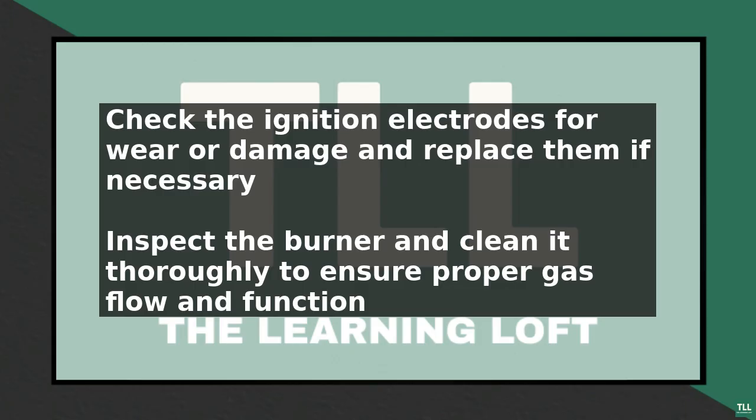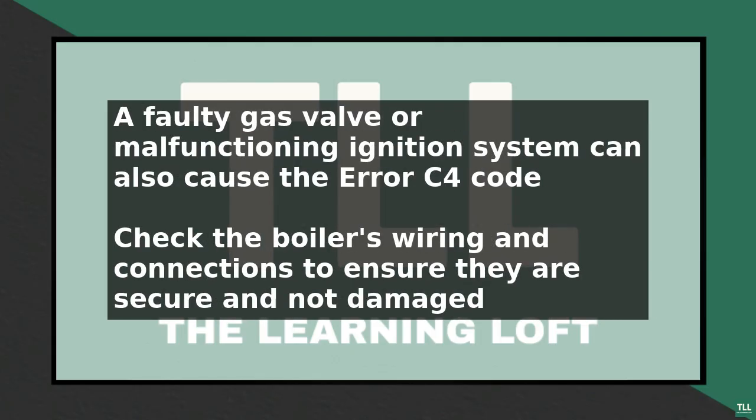Additionally, check the boiler's wiring and connections to ensure they are secure and not damaged. It is also important to check the boiler's pressure and ensure it is within the recommended range. Low pressure can cause the boiler to malfunction and display the error C4 code. Check the pressure gauge and top up the system if necessary, to prevent the error C4 from occurring in the future. Regular maintenance is key.